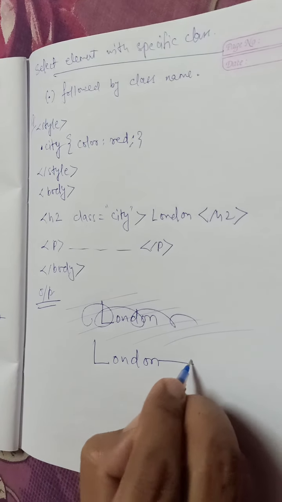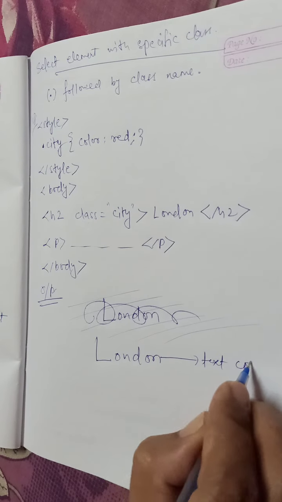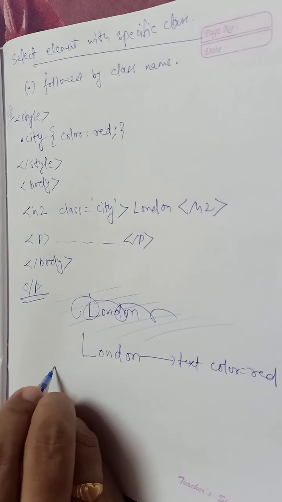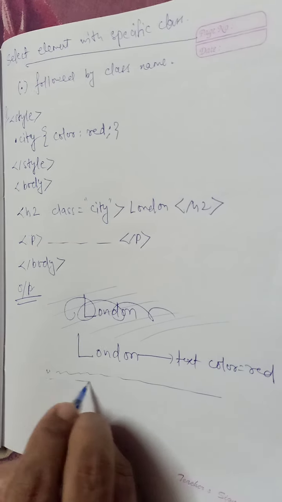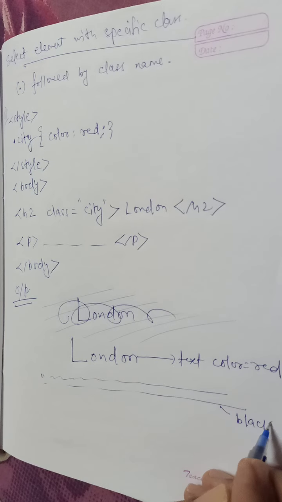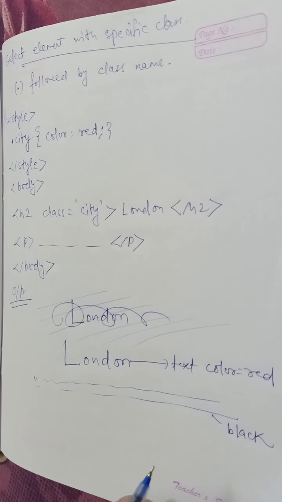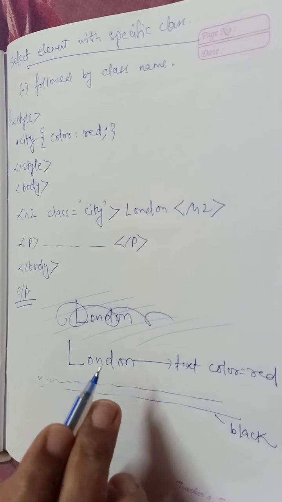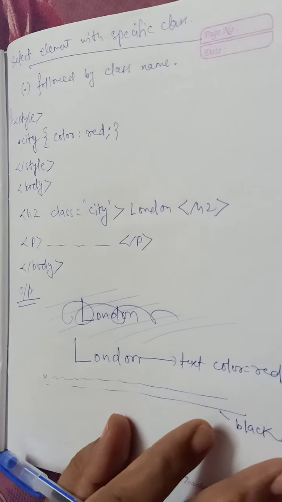London. So this text color will be red, but just below that, whatever sentence I am writing using my P tag, this color will be black. So here what I'm doing, I'm selectively applying it only to one portion of the document.